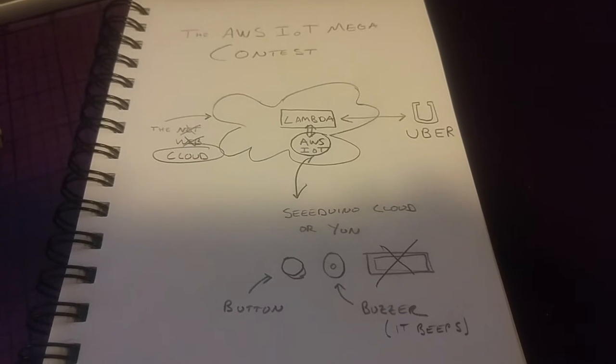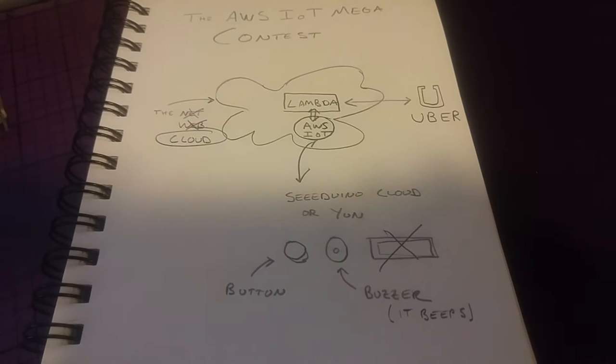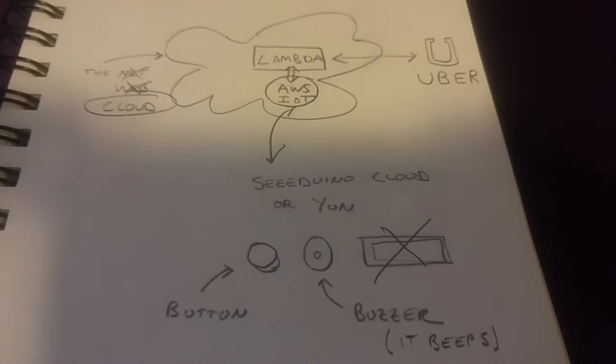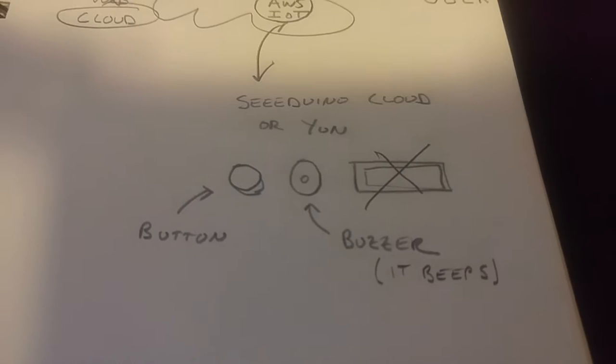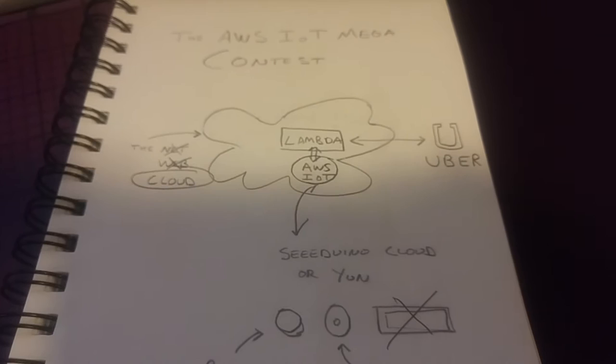This is my project for the AWS IoT mega contest. What I did, as you can see in this diagram, is connect a Seeeduino Cloud, or you can use an Arduino Yun. I used the starter kit. So I used what worked in the starter kit, a button and a buzzer, and I connected it up to AWS IoT and created a Lambda function that interfaces with Uber.